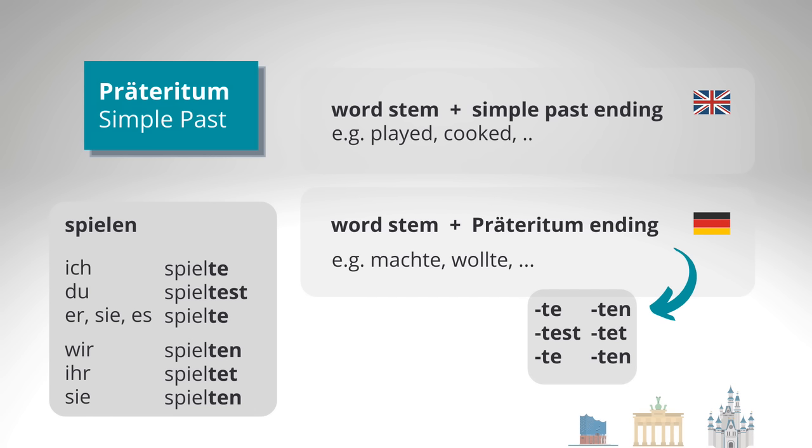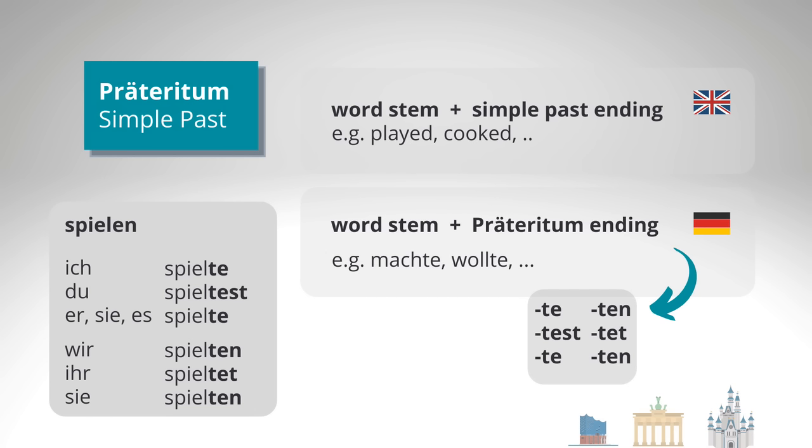And then we get the following conjugation. Ich spielte, du spieltest, sie/es spielte, wir spielten, ihr spieltet, sie spielten. Ich spielte, I played; du spieltest, you played; sie/es spielte, he/she/it played; wir spielten, we played; ihr spieltet, you played; sie spielten, they played. Apart from the fact that in German verbs need to be conjugated, it's basically the same thing as in English. Just the word stem plus the Präteritum ending.